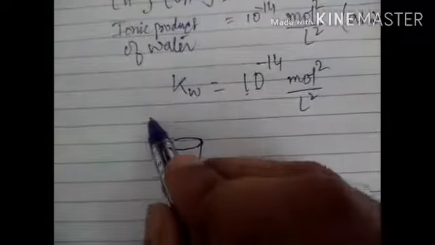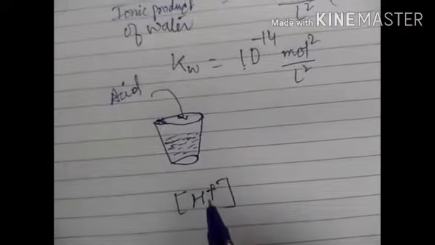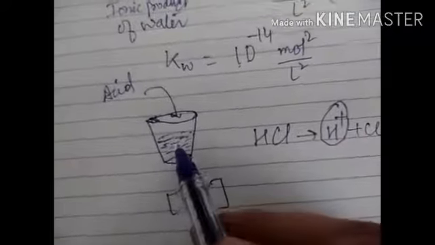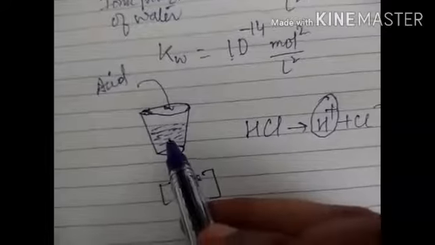Now I will add a few drops of acid in this sample, which had the ionic product of water as this one. An acid has H plus concentration, because when an acid dissociates or ionizes, it produces H plus. For example, if the acid is HCl, it is going to produce H plus and Cl minus. Right now I am concerned with this H plus. So here the H plus concentration will go up, that means it will increase.